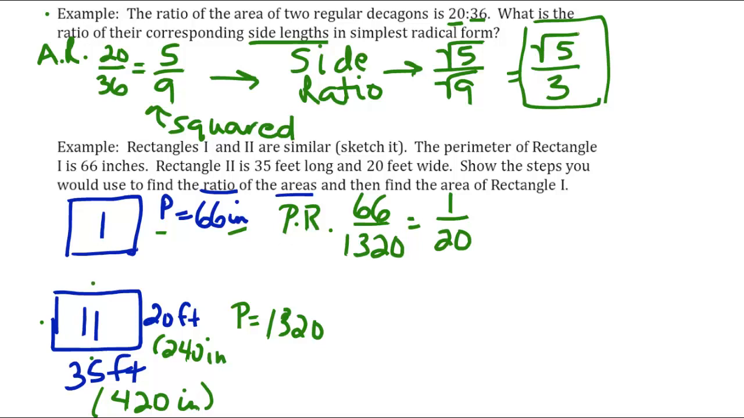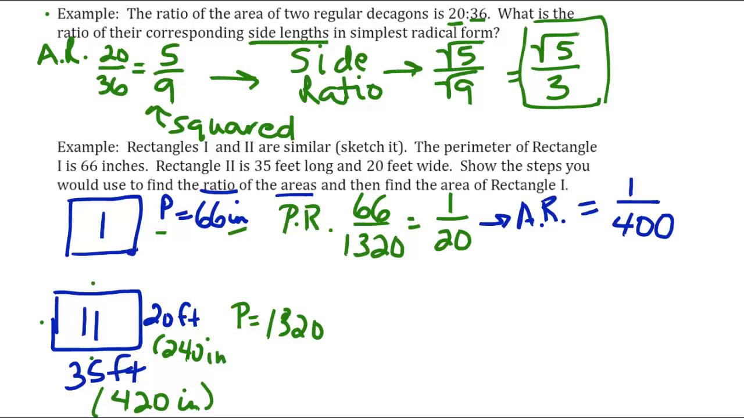Okay, what are we looking for? We want to find the ratio of the areas, and then we're going to find the area of rectangle 1. So this is the perimeter ratio. Let's change colors here, and I'm going to go find the area ratio now. And the area ratio, remember that we square both. So the area ratio is going to be 1 squared, which is 1, over 20 squared, which is 400. That's the ratio that these two areas will be in.